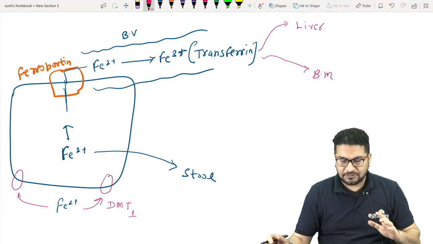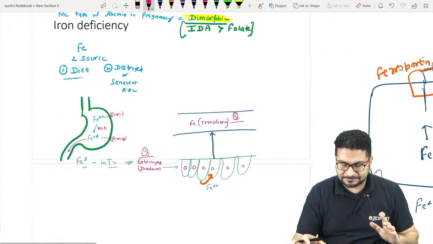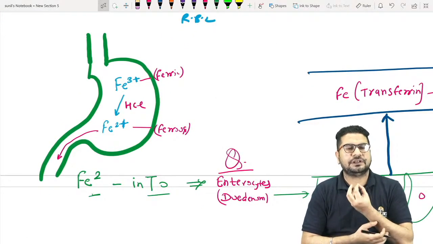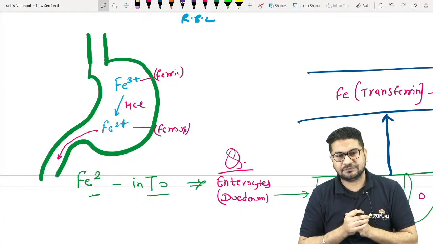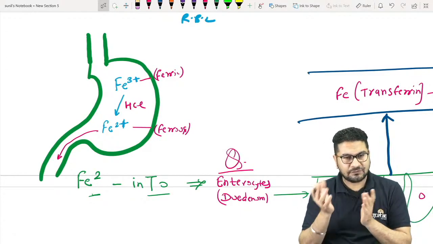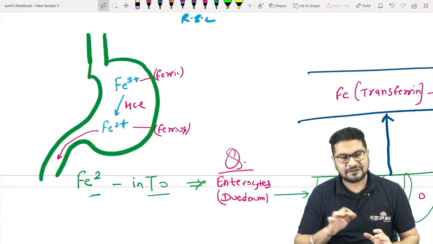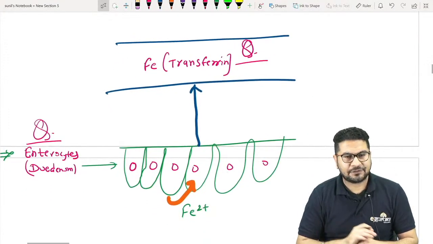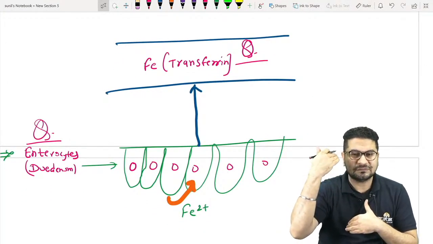Clear? So understand this once again. Let's see this once again. You are taking iron in the form of diet, it's going into your stomach. In the stomach it is converting from ferric form to ferrous form. Then it is entering the enterocyte. Once it entered the enterocyte, from the enterocyte it will go to blood.